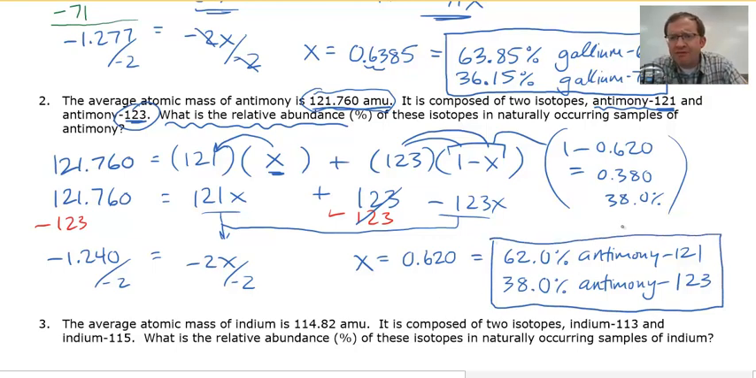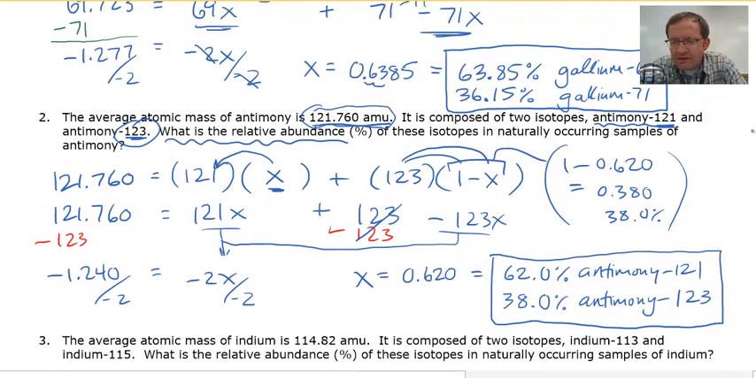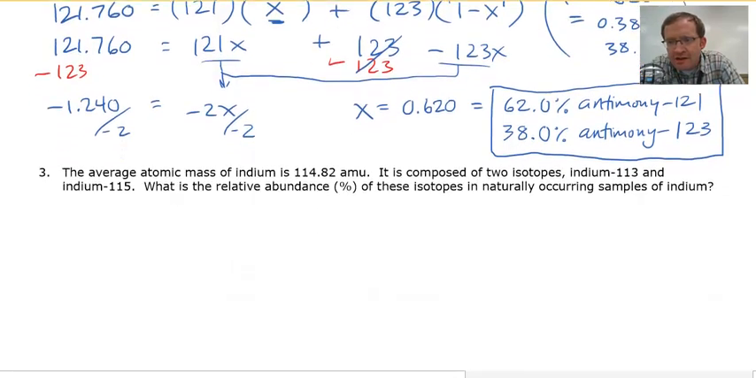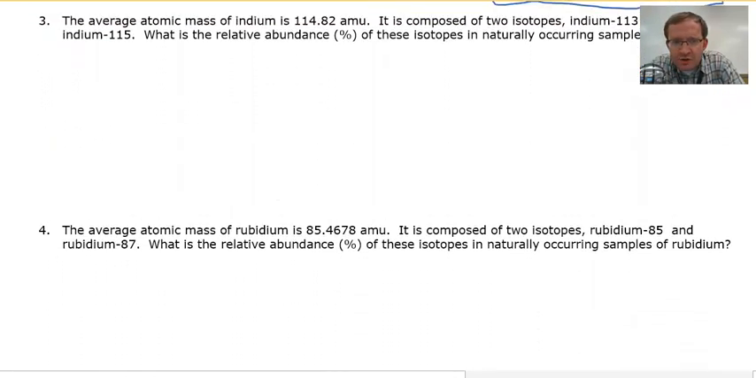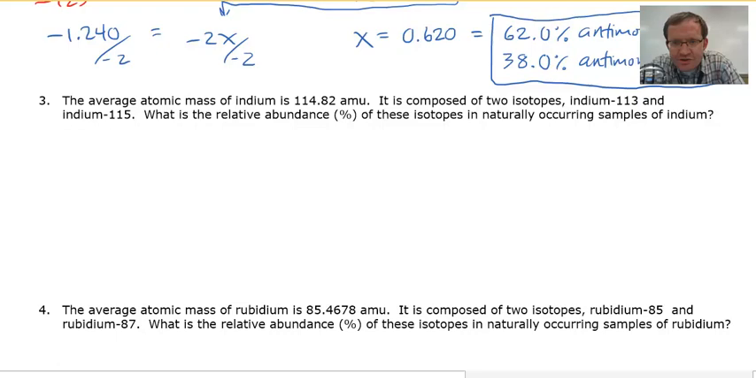Now, both of these were in that 60-something to 30-something percentage range. They're not always going to work out that way. In fact, there are plenty of elements whose isotopes are very, very lopsided, like 90-something percent and some single digits, 5% or something. There are also those that are very, very close to 50-50. So it could really be anything along that spectrum as we solve for these problems. The other two that are left on this page are very, very much like those first two. So go ahead and solve for indium and rubidium on questions 3 and 4.